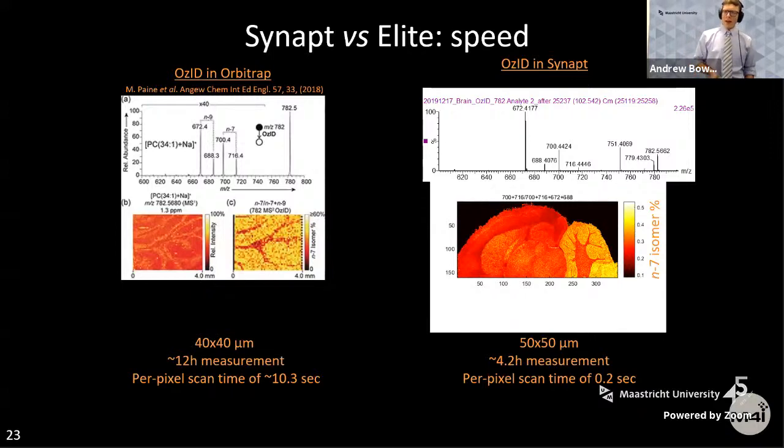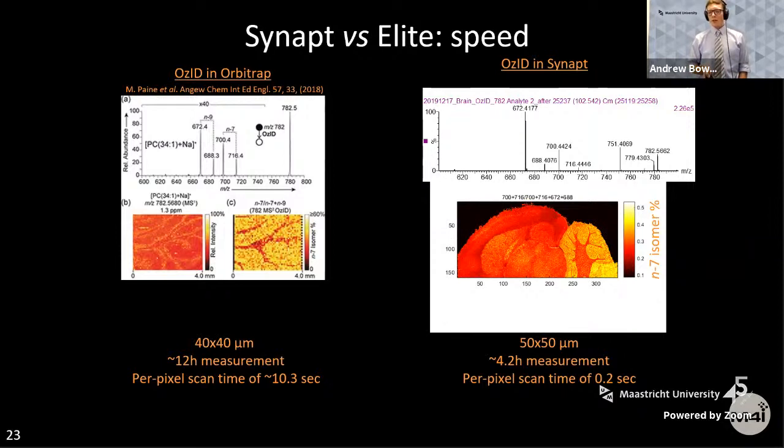Moving right along from that into ozone-induced dissociation. This set of experiments followed up with a set of experiments that were performed by Marty, who unfortunately passed this last year. But in looking at our changes from his data in the OzID in the Orbitrap versus our OzID in the SYNAPT, a 40 by 40 micron measurement took about 12 hours on the Elite.